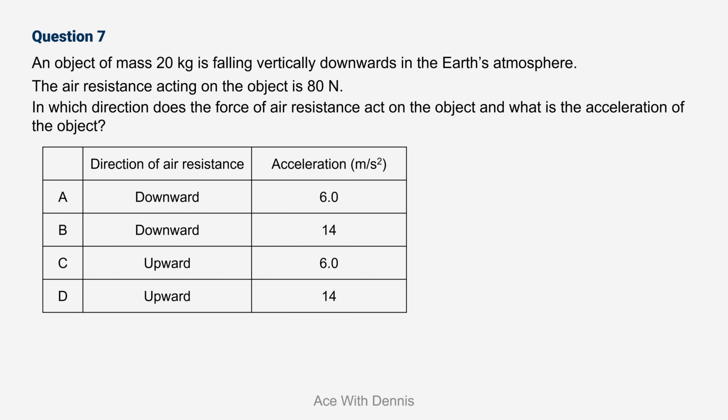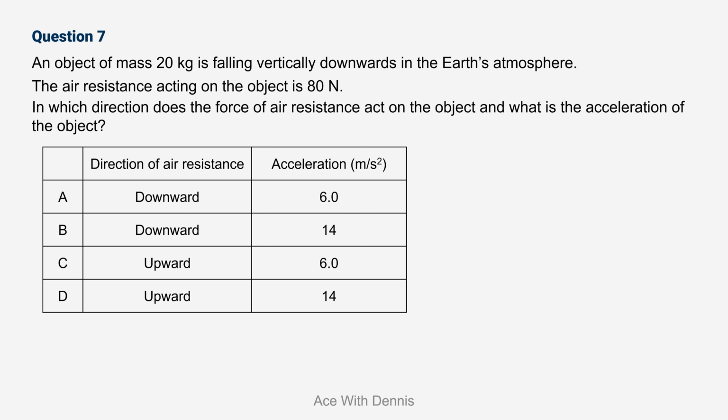Option A, the direction of air resistance is downward, acceleration is 6.0 meters per second. Option B, direction of air resistance is downward, acceleration is 14 meters per second squared. Option C, direction of air resistance is upward, and acceleration is 6.0 meters per second squared. Or option D, direction of air resistance is upwards and acceleration is 14 meters per second squared.